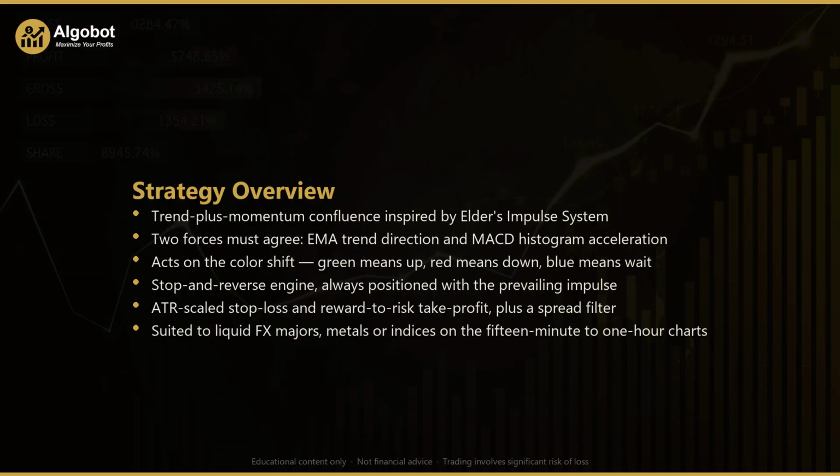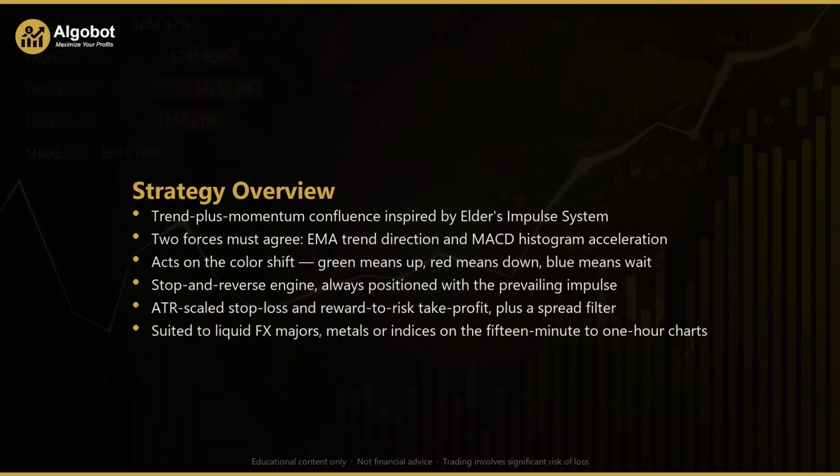The first reading is direction, measured by an exponential moving average. Is the trend leaning up or down from one closed bar to the next? The second reading is acceleration, measured by the MACD histogram. Is momentum building or fading? The strategy assigns each bar a color based on how these two answers combine. Green means both point up, red means both point down, and blue means they disagree and the strategy stays out.